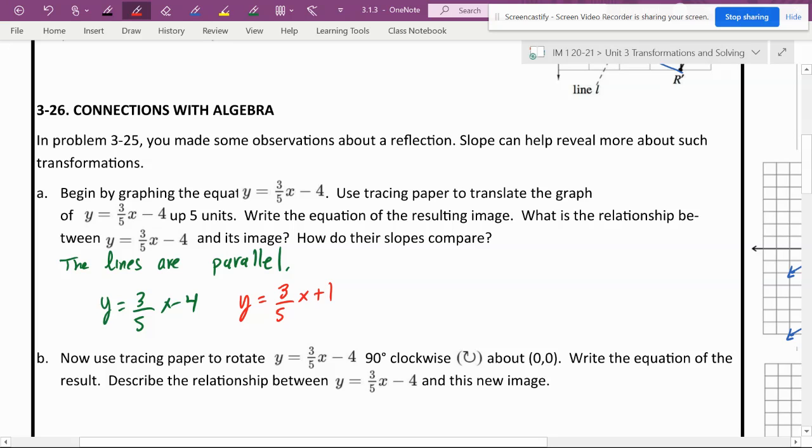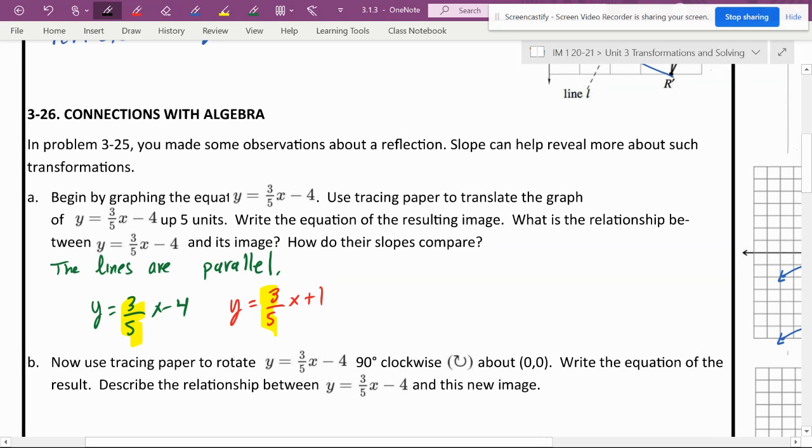All right. So how do their slopes compare? We're looking at them now. How do these compare? Pretty much they're the same. They are the same slope.